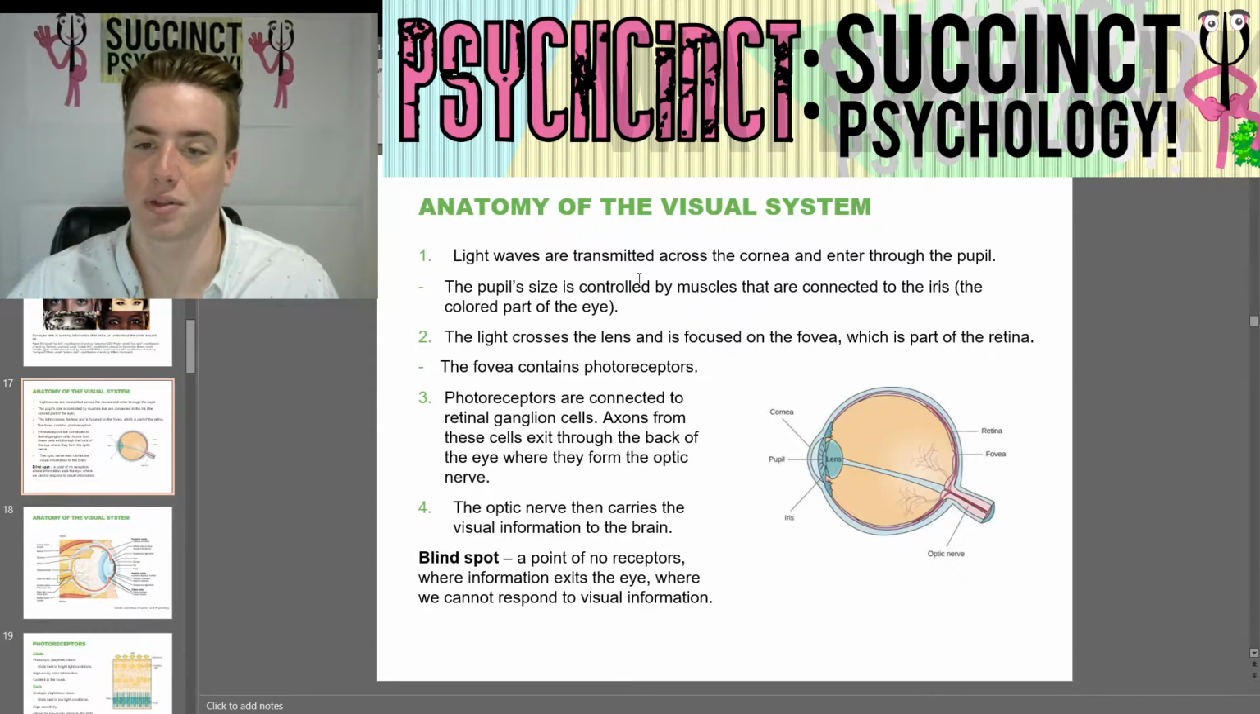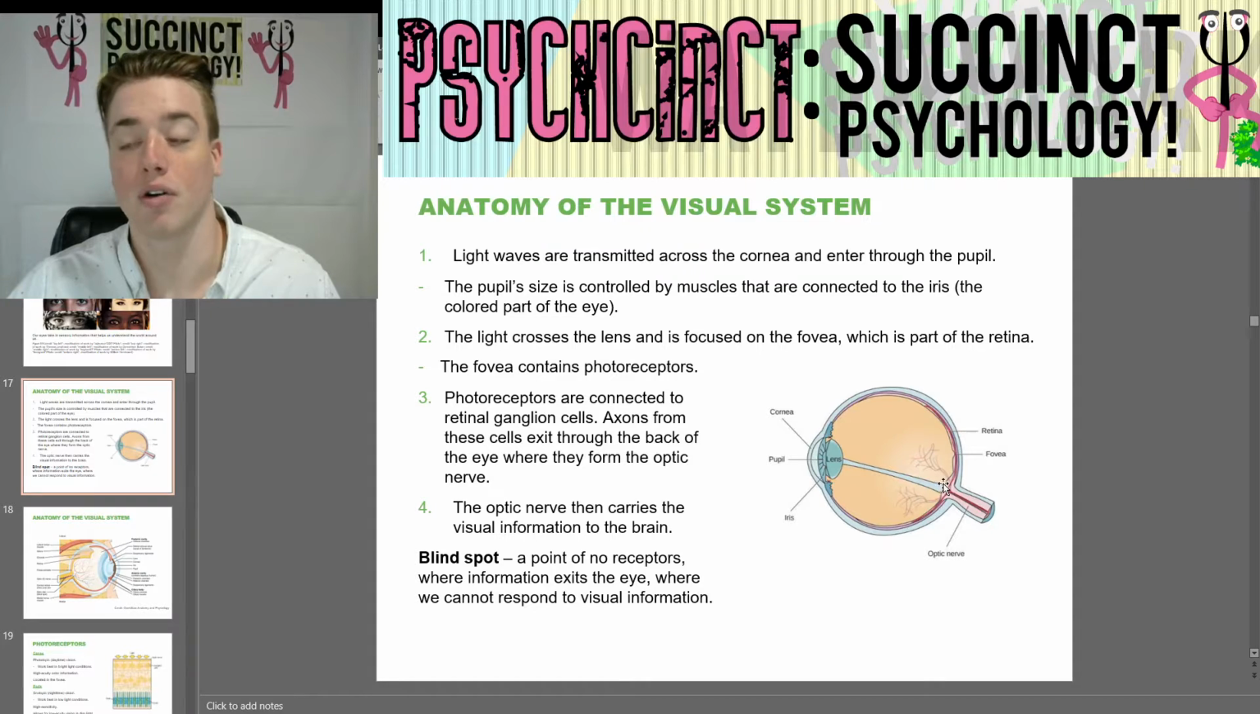Continuing with the visual system, the anatomy of the visual system. Light waves are transmitted across the cornea and enter through the pupil. The pupil size is controlled by muscles that are connected to the iris, the colored part of the eye. I have greenish blue eyes. The color of your eyes is your iris. Anyways, the light crosses the lens right here and is focused on the fovea, which is part of the retina.